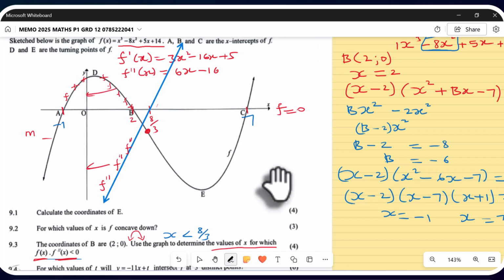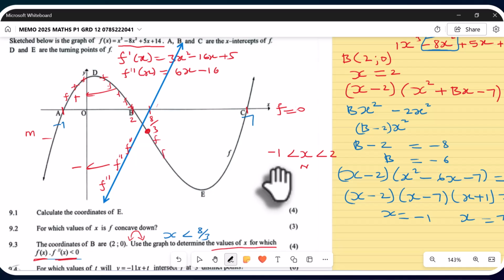They're all below the x-axis. But from 8/3 until 7, the function f is below the x-axis, so f is negative, until x equals 7. What about our second derivative? Now our second derivative is positive because it is above the x-axis. So this positive times the negative gives a negative. So my answer is going to be from 8/3 less than x, less than 7.